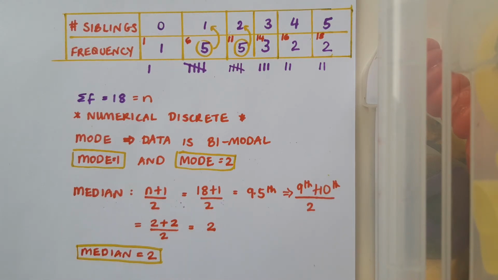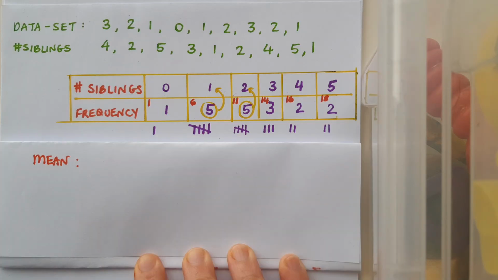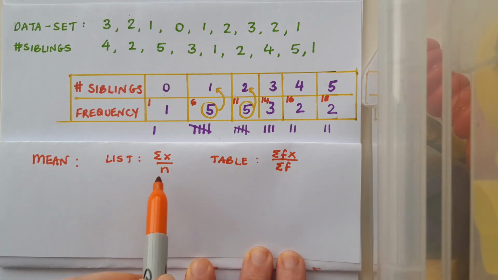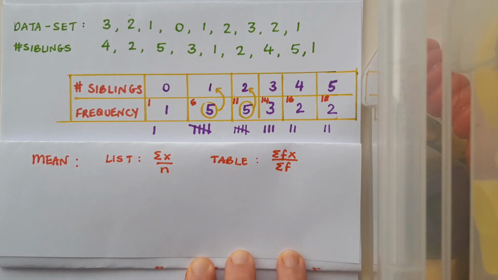And finally, it's possible to calculate the mean for a table. So the formula for the mean for a table looks similar in some ways to the formula for a list, but there's a couple of differences. For a list, we write our mean formula as summation x over n, and for a table, we write it as summation fx over summation f. But now we already know that summation f on the bottom here means the same thing as n. Remember that from our table, the top row is the x and the bottom row is the f.